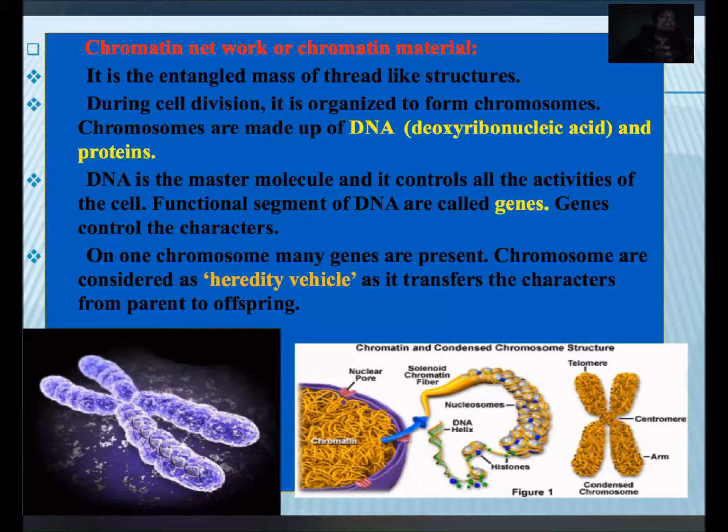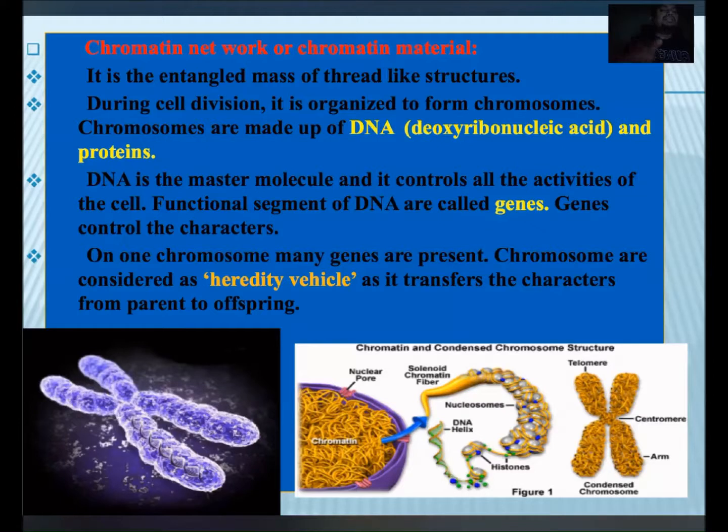So what happens during cell division? These chromatin materials thicken, condense to form chromosome. मतलब ये थोड़ा मोटा और कंडेंस होकर के क्रोमोसोम बनाता है. So chromosome is a condensed form of chromatin. Chromosomes are made up of DNA and protein. DNA full form deoxyribonucleic acid, and protein. DNA is the master molecule and it controls all the activities of the cell.